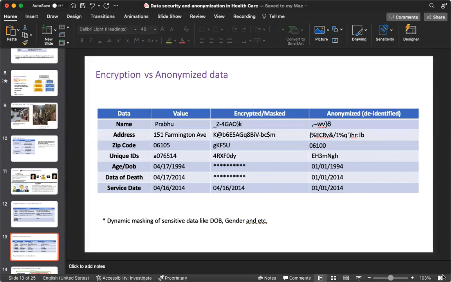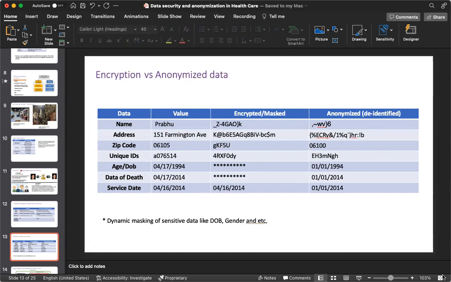This is an example of how data looks in the encrypted way and the anonymous way. If you see the plain text value in the second column, when you encrypt or mask it, it produces a different kind of output that is not human readable. But each and every value, name, address, zip code, and unique ID, is encrypted and produces ciphertext without compromising referential integrity. What I mean is, if I encrypt one piece of data, anywhere at any time, it produces the same output. That is the goal of our encryption.